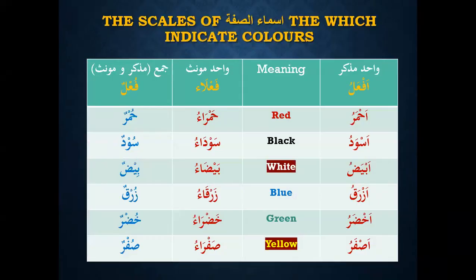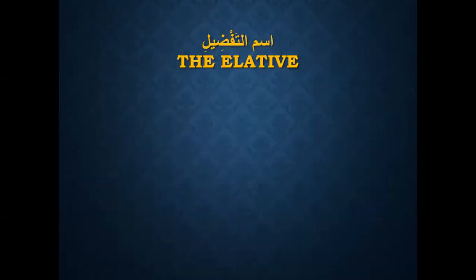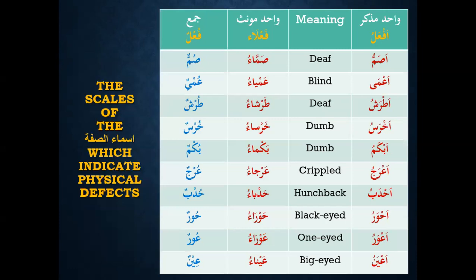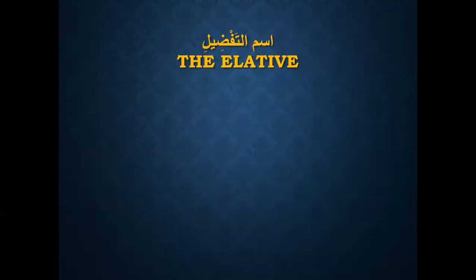And then the colors and defects are also on the scale of af'alu. The mu'annas would be feminine, fa'la'u, and plural for both combined is fu'lun. The ahmar, hamra, humrun, aswad, sawda, sudun. The defects likewise: asmam becomes asam due to the fact that there are two mims. You have to merge them together into one. And asam, samma, and summun. أعمى عمياء عمي أطرش طرشاء طرش. So this is how it would go, the same scale.